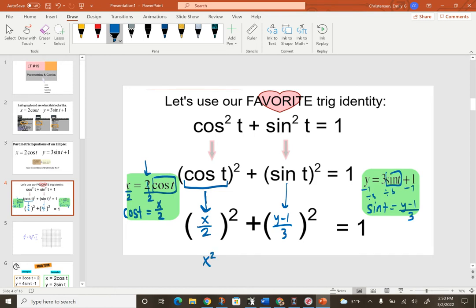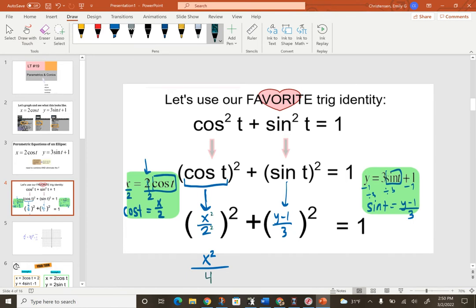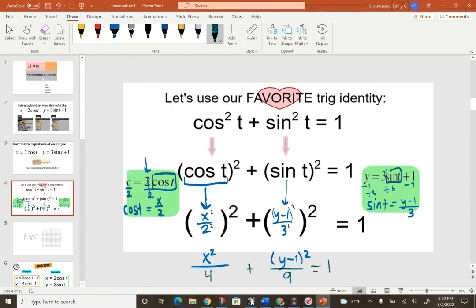The x squared on top is fine, but then I do have to change this to be 2 squared on the bottom, or 4. And then same thing for this other one here. I'll have y minus 1 squared, which I can leave because that's going to tell me my center point. But make sure that I square both the top and the bottom. So that should really be 9. So now I have an ellipse.